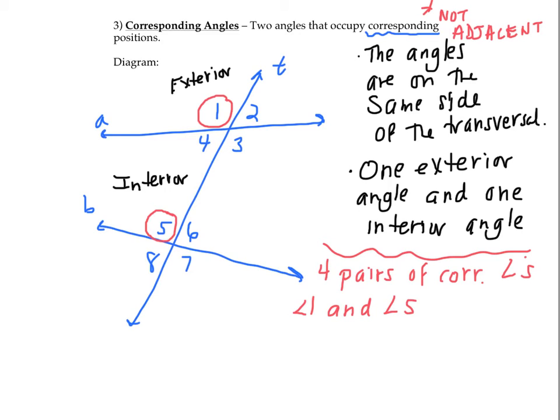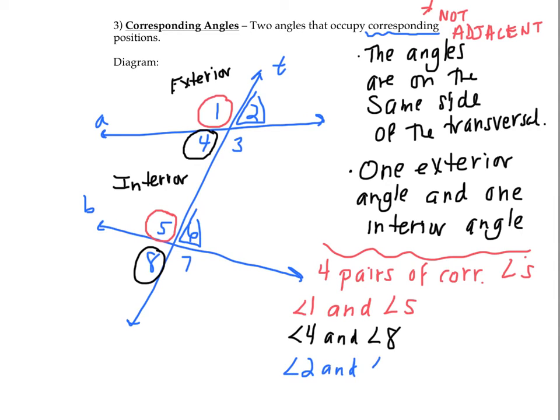Okay, let's take a look and see if we can find some more angle pairs that are corresponding. If we stick with this side of the transversal, let's look at angle 4 next. It corresponds to angle 8. So angle 4 and angle 8 are another pair of corresponding angles. All right, next, angle 2, right up here, is a corresponding angle with angle 6. And of course, that leaves us with our final pair, angle 3 and angle 7. And again, they can't be adjacent to each other. One has to be exterior, one has to be interior, and they have to be on the same side of the transversal.